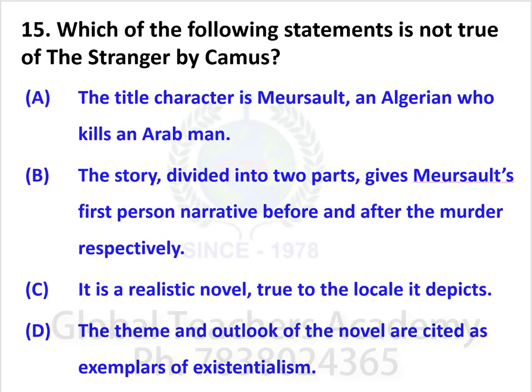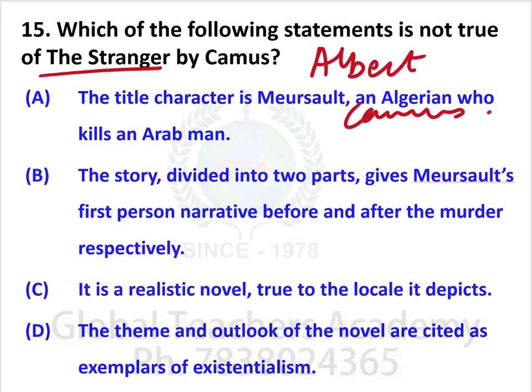Next question then. Which of the following statements is not true of The Stranger by Camus? Who is Camus? Albert Camus. Right, the text is also called The Outsider, so don't get confused if you see Outsider sometime. It's called The Stranger or The Outsider.